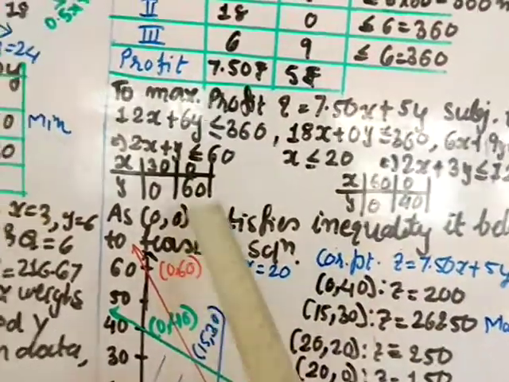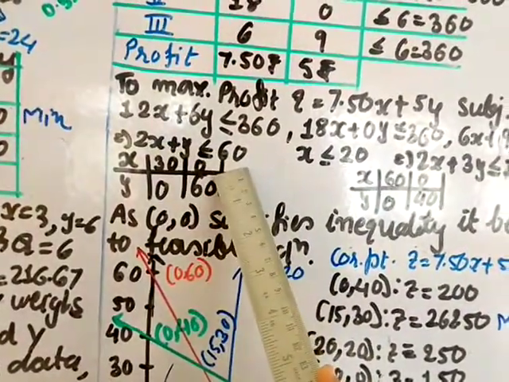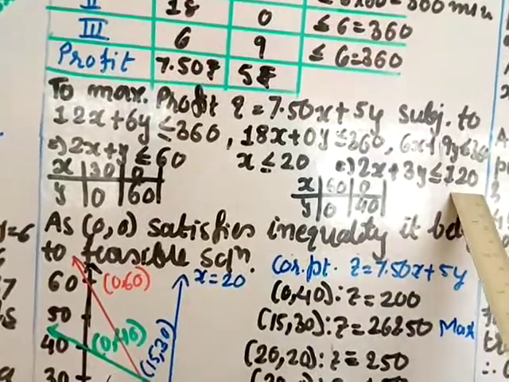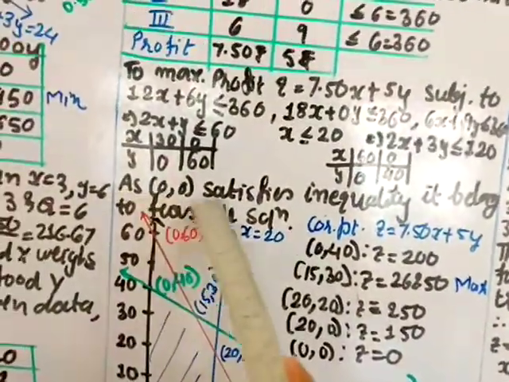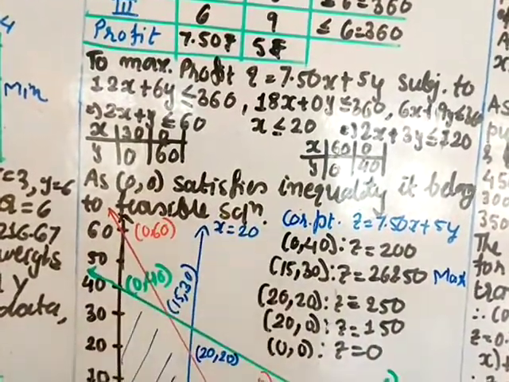Okay, here if I put 0, 0, then 0 is less than 60, so (0, 0) is part of the solution. 0 is less than 20, that is true. 0 plus 0 less than 120, which is true. So (0, 0) will belong to the feasible region. As (0, 0) satisfies the inequalities, it belongs to the feasible solution.